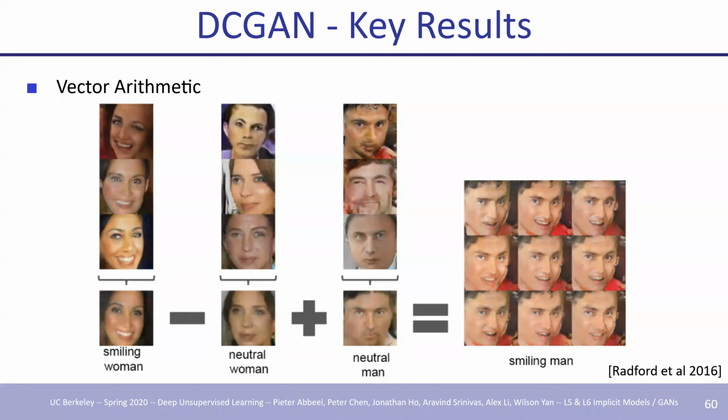Okay, and the other one I think that was famous was the vector arithmetic. So you take the smiling woman latent vector, subtract the neutral woman vector, and add neutral man to it, and then you get smiling man. So you can do this vector arithmetic to produce images. I think this also works in anything that has latent space. Yeah, this is pretty cool.